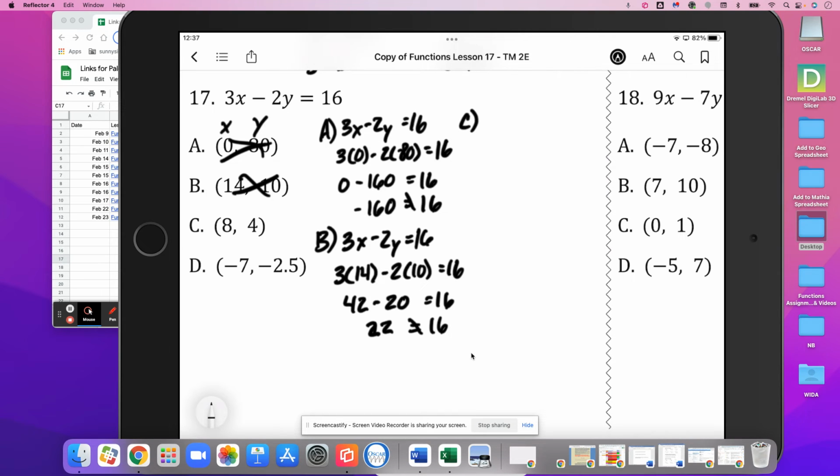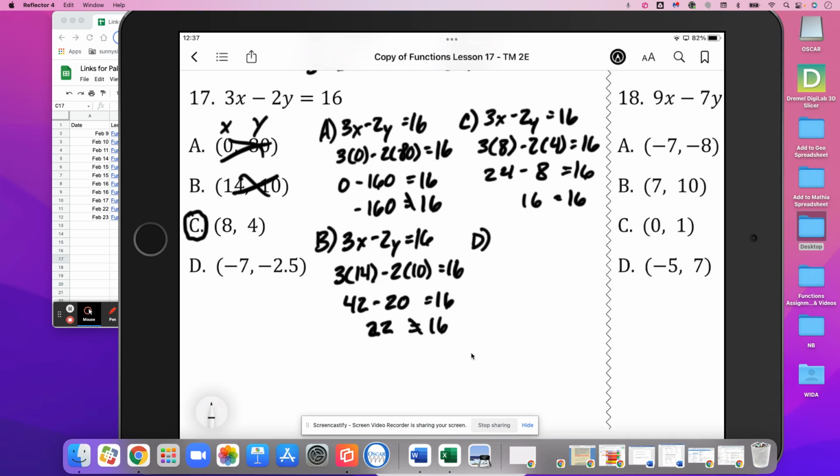C, we've got 3x minus 2y is equal to 16. So 3 times 8 minus 2 times 4 equals 16. So 24 minus 8 equals 16. And yes, this one's going to work. 16 is equal to 16. So C does satisfy the function.